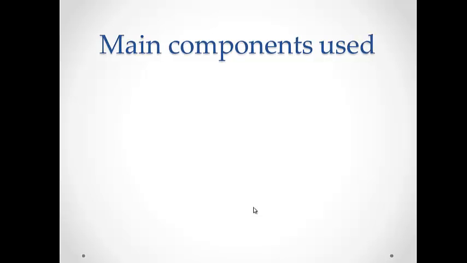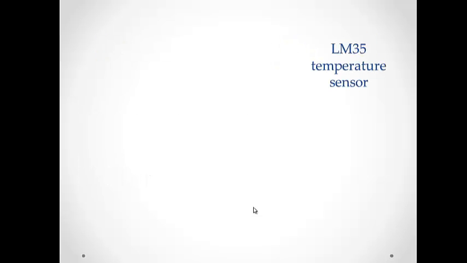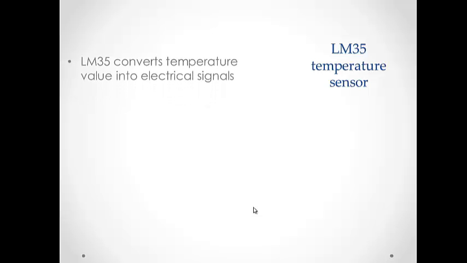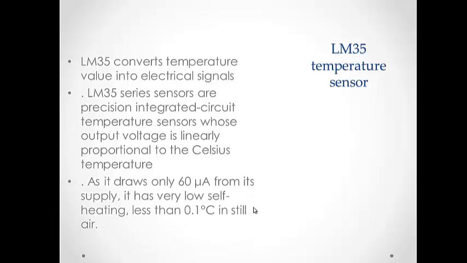The main components used in this project are the Atmega16 microcontroller and the LM35 temperature sensor. Describing the LM35 temperature sensor, it converts temperature values into electrical signals. LM35 series sensors are precision integrated circuit temperature sensors whose output voltage is linearly proportional to the Celsius temperature. As it draws only 60 microamperes from its supply, it has very low self-heating, less than 0.1 degrees Celsius in still air.